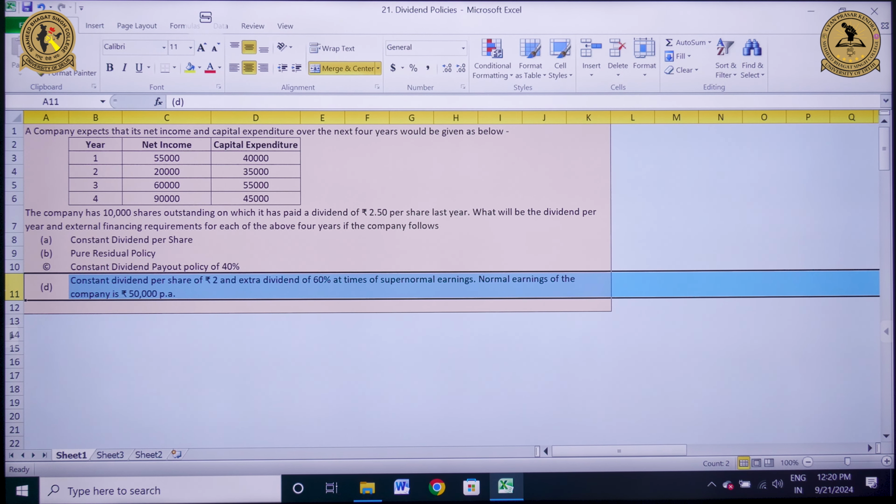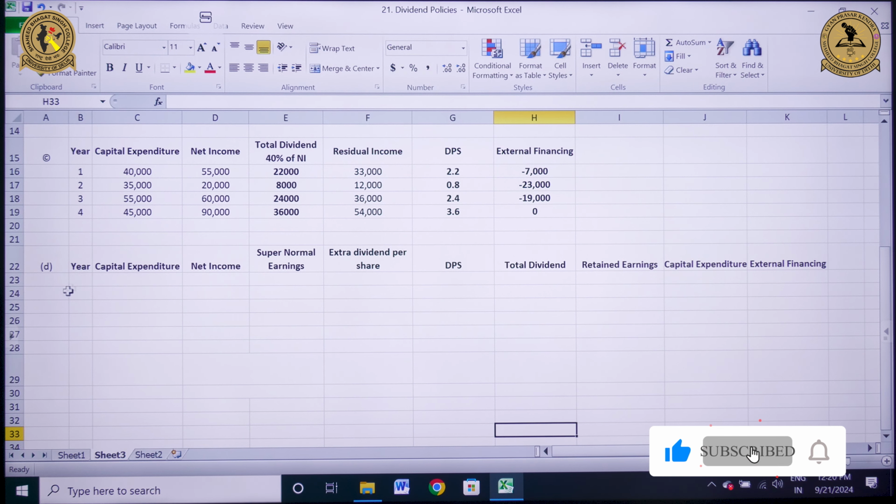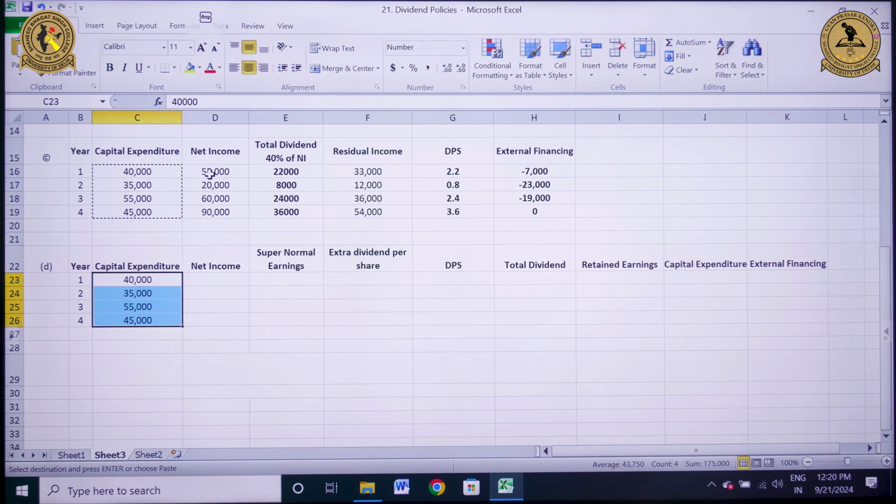The last part is: what will be the dividend per share and the external financing requirement if the company follows a constant dividend per share of rupees 2 and extra dividend of 60% at times of supernormal earnings. It is assumed that the normal earnings are rupees 50,000 per annum. Let me simply copy paste the information, capex and the net income.